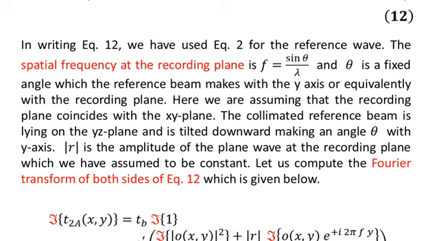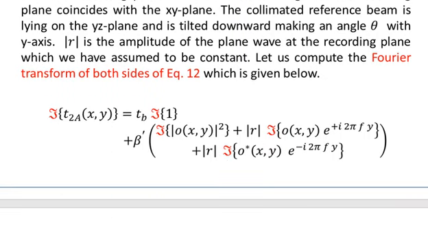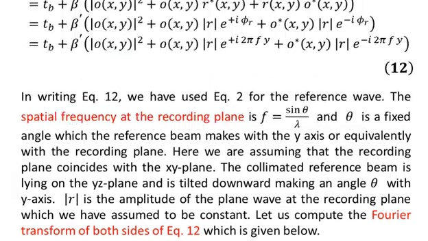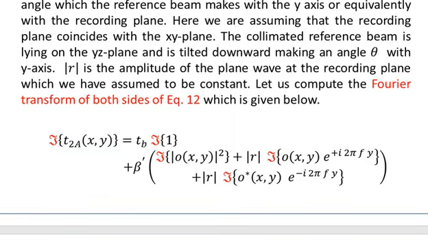Let's compute the Fourier transform of both sides of equation number 12, which is given below. So we have taken here the Fourier transform of equation number 12, and we have shown the Fourier operator in red before every term.